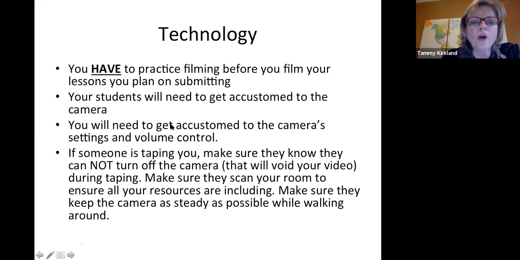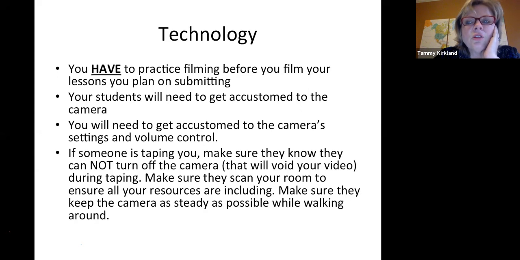Here, your students would need to get accustomed. We've read that. You also need to get accustomed to your camera settings and volume control. Volume control is one of the main problems as well. I have seen many videos that look great and you can't hear what anyone is saying. And yes, you can script what's being said sometimes, but guys, if you can't understand anything, neither can your assessor.